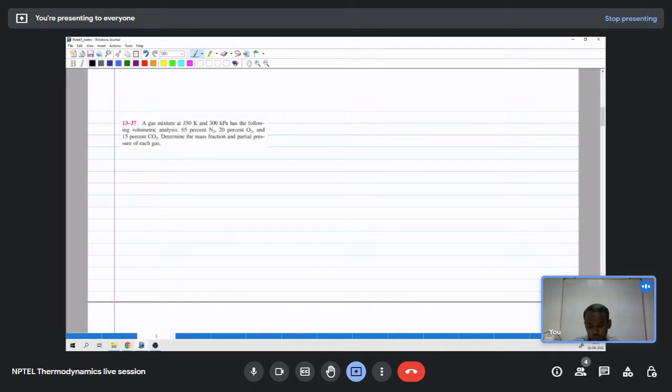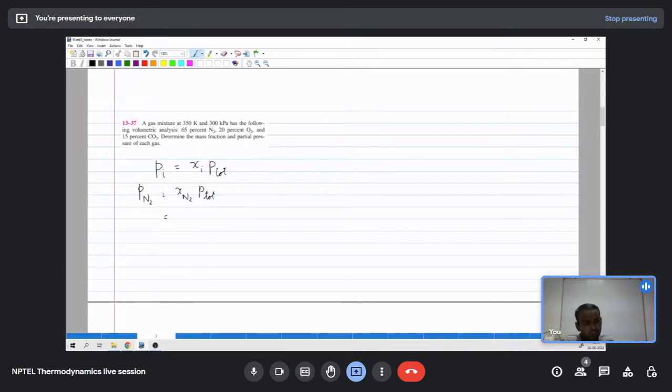So to calculate the partial pressure, I can write, partial pressure of component I or gas I is written as mole fraction of I into total pressure. So this I can get directly. First I will start with calculating the partial pressure of each component. So partial pressure of, say, first is nitrogen, is equal to X of nitrogen, or the molar fraction of nitrogen, into total pressure.